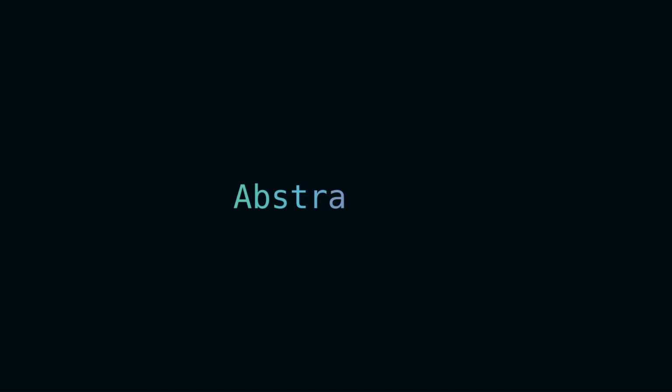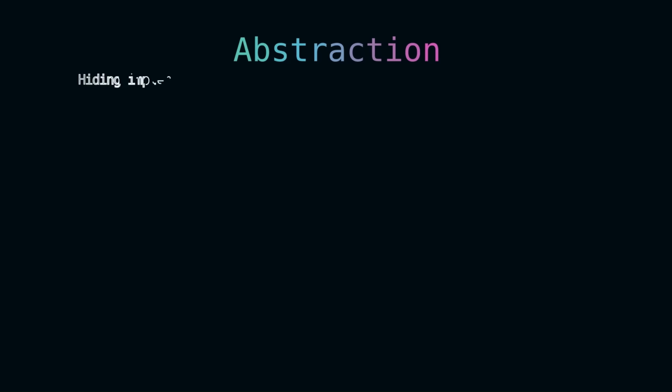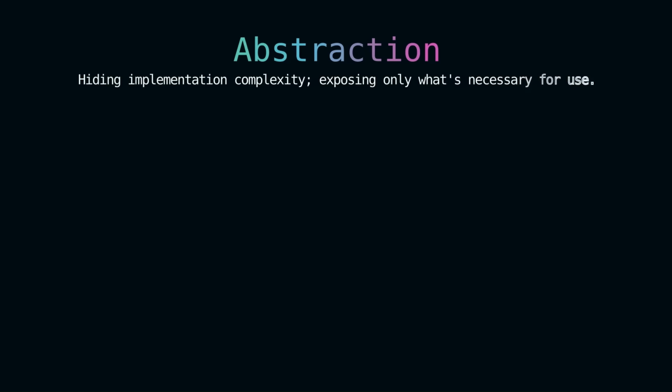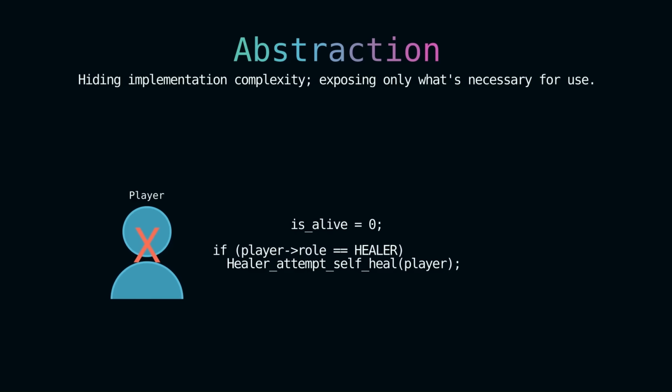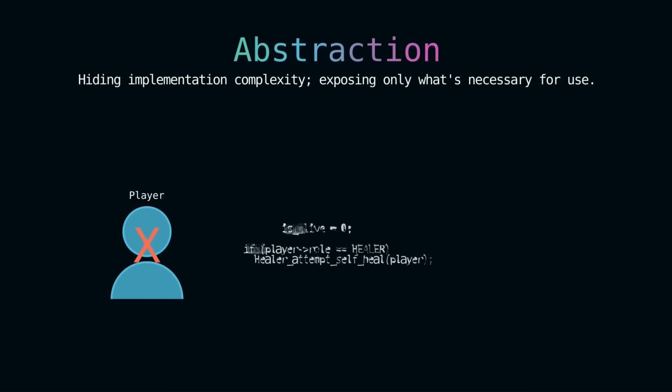We need to create a player type, so this brings us to our next OOP concept, abstraction. Abstraction is the principle of hiding specific implementation details, instead opting to reveal only what's really necessary to use that object. For example, when a player is eliminated from the game, does the game class want to deal with all the internal behavior like setting is alive to false and checking if they are a healer who can heal themselves and so on? No, of course not. The game just wants to call player eliminate player and move on with its day.